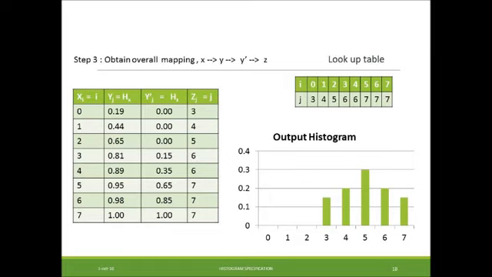So I equal to 5 has J equal to 7, and I equal to 6 also has J equal to 7, and similarly 7 is also mapped to 7. Now the lookup table is ready. After applying the transformations, the input image transforms itself to an output which has the histogram specified by the reference image.